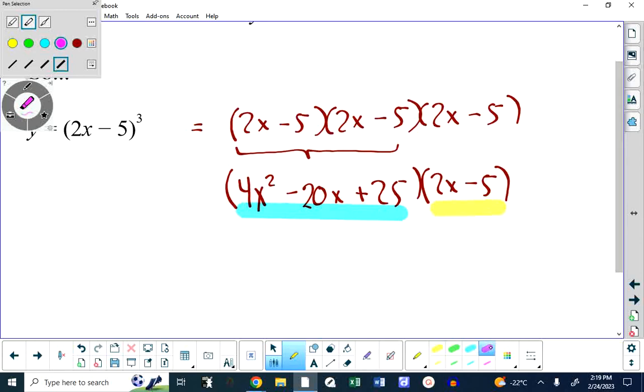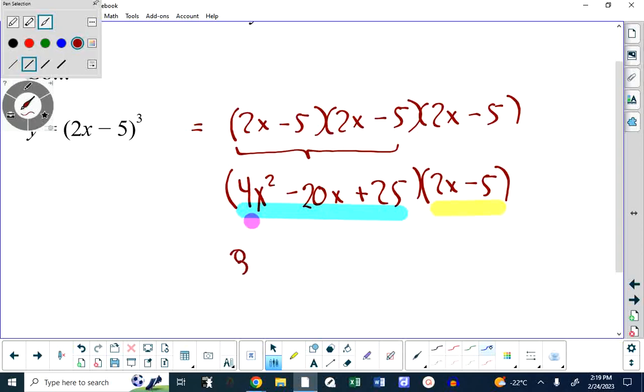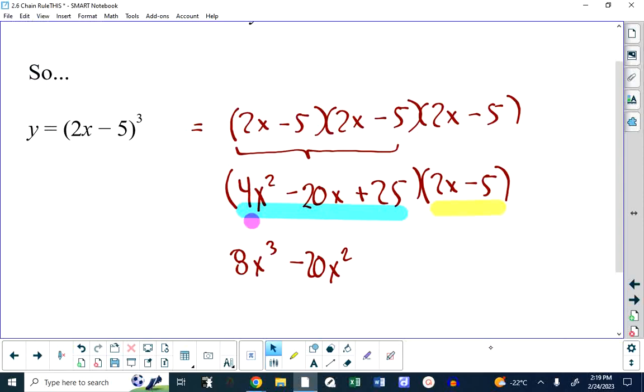So I am going to start with the 4x squared. 4x squared times 2x is 8x cubed. 4x squared times negative 5 is negative 20x squared. I'm done with the 4x squared, but I should probably just check those two products first, and I believe they're fine. Now I move on to the negative 20x.